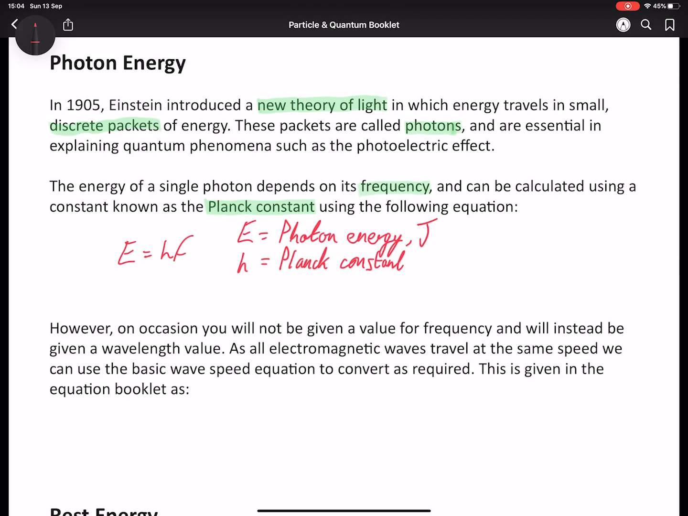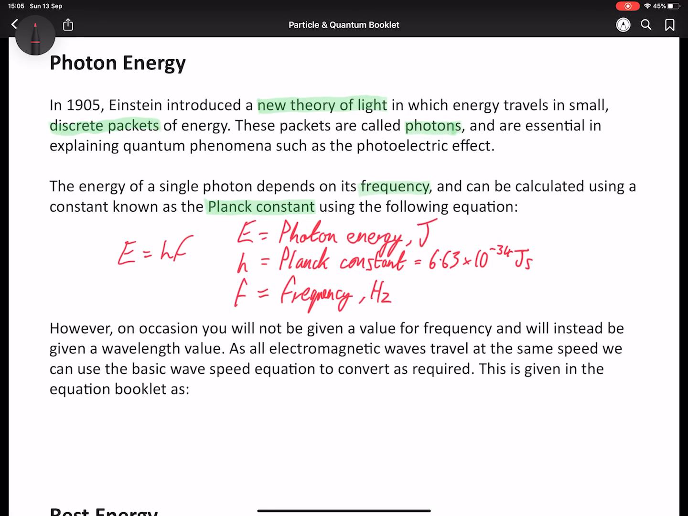a constant that scales to the smallest measurable values and takes the form of 6.63 times 10 to the minus 34 joule seconds. This is provided in the data booklet, and it is a number you will become very familiar with. f, as expected, is simply frequency measured in hertz. And just to make sense of the Planck's constant unit, hertz, remember, is the same as per second.